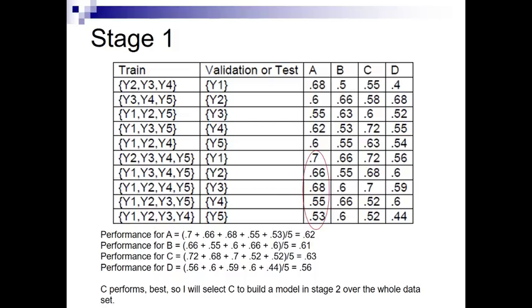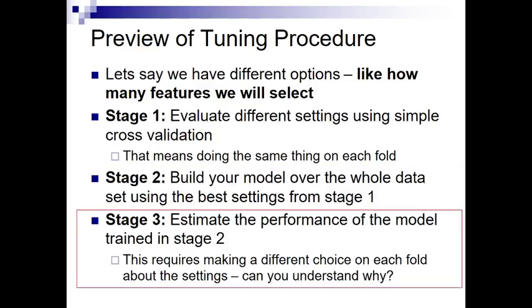Now, you can see here exactly how I computed the cross-validation result for each of the 4 settings. And you can see that C performs best. It gets 0.63, which is bigger than all of the other ones. And so stage 1 tells me I should pick setting C. And in stage 2, I'm going to build my model using setting C. But I don't know how good that model is. So let's see how good it is using stage 3.